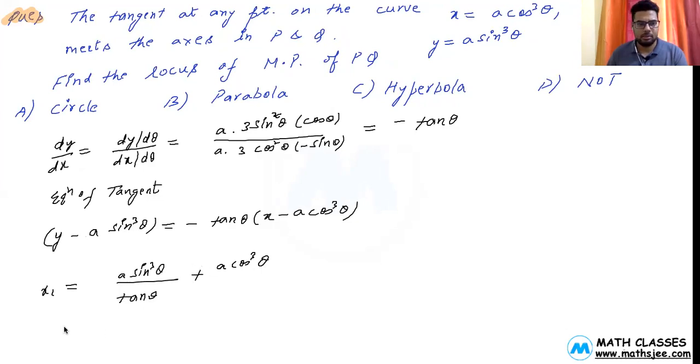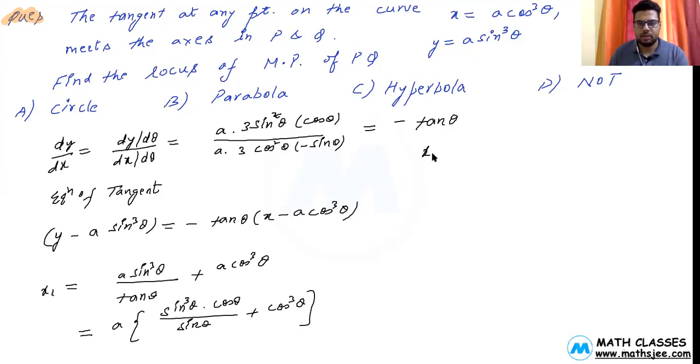Now you can simplify this a little bit. So here, a we can take out common. This is nothing but sine cube theta into cos theta divided by sin theta plus cos cube theta, right? This is the point x1.